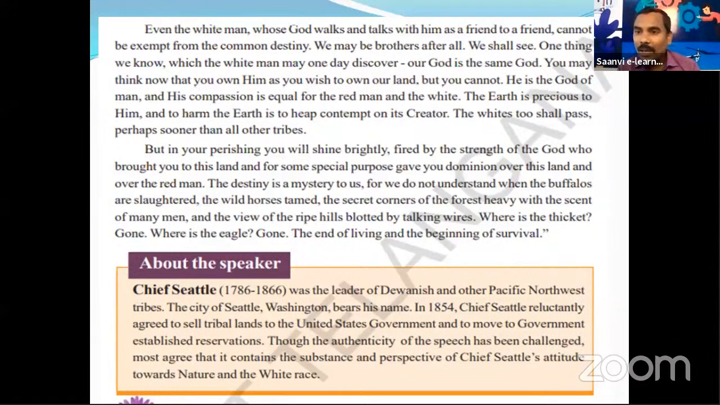But now, is that happening? No, it is not at all happening. People started harming the environment. They cut down the trees. They polluted the water. They polluted the atmosphere. Nowadays, what is happening? It is not living. We are surviving. We are facing difficulties to go ahead with our life. That's why the end of living.